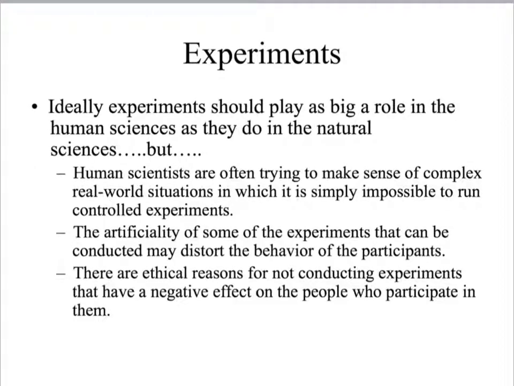And the last one, experiments, is what we're going to talk about tonight anyway. Ideally, experiments should play a big role in human sciences, and should be just as important in the human sciences as in the natural sciences. But human sciences are often trying to make sense of complex real world situations, and people are more complex in a lot of ways than the artifacts that we deal with in the natural sciences. And so sometimes with experiments, there's an artificial nature that distorts the behavior of the participants. We'll talk about that in the next week or so.